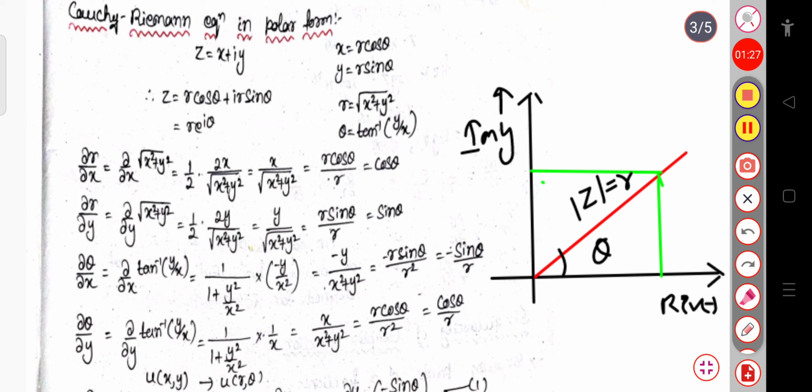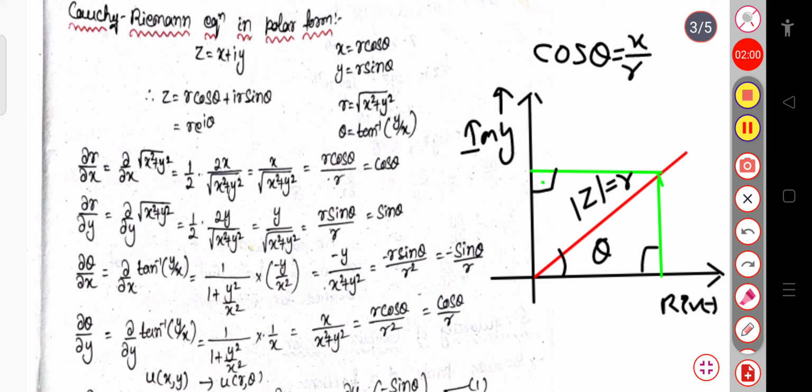Okay. So for that, if I draw the perpendicular to the real x axis, that is this green line, and this green line onto the imaginary y axis, then by taking cosine theta we can calculate: cos theta is nothing but b by h. So cos theta will be equal to b, meaning this portion is my x. So we can write this is x divided by r, because r is the hypotenuse.